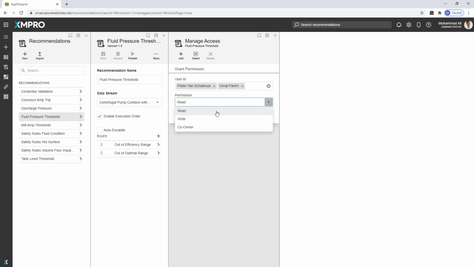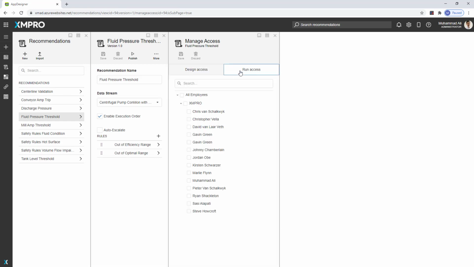If I give them read access, they will be able to come in, have a look at the config of the recommendation and the rules, but they will not be able to make any change. But if I give them write access, they will be able to make a change and modify the recommendation as they may need. However, they can still not delete the recommendation and they cannot share the recommendation further with other users. The last level of access is the co-owner. If I assign someone a co-owner, then they have as much rights on this recommendation as the owner does.